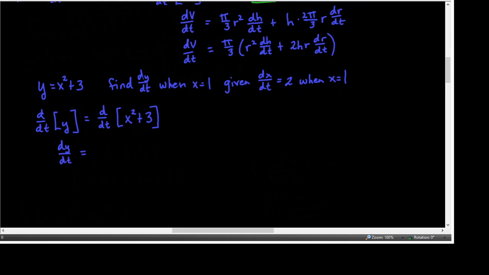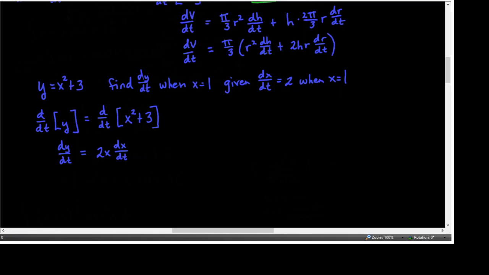And the derivative of something squared is 2 times that something to the first times the derivative of that something with respect to t, plus the derivative of the constant 3 is 0. So plus 0, I'm not going to write that.